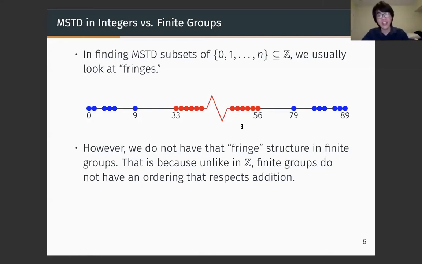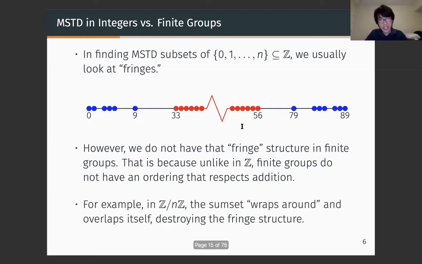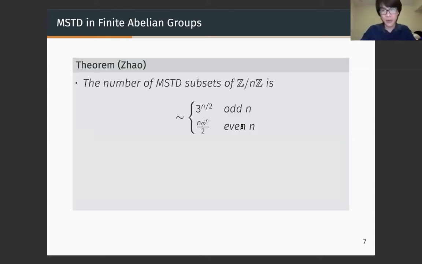However, we do not have that kind of fringe structure in finite groups because, unlike in Z, you do not have this kind of ordering that respects addition. So for example, if we take a look at Z mod nZ, we see that everything wraps around in a circle, and so we cannot have this kind of fringe structure, because each element has the same probability of being in a randomly chosen subset. That's why we take a different approach when we look at subsets of finite groups instead of the integers.